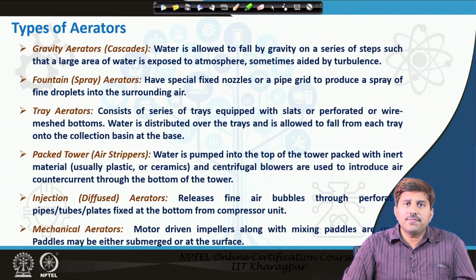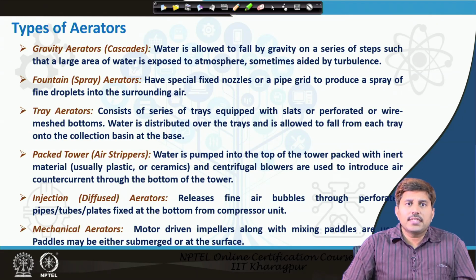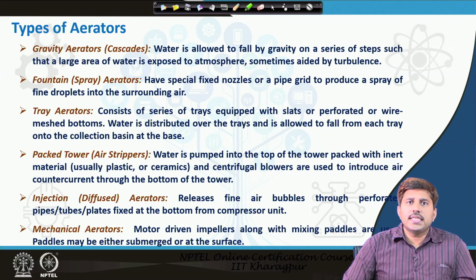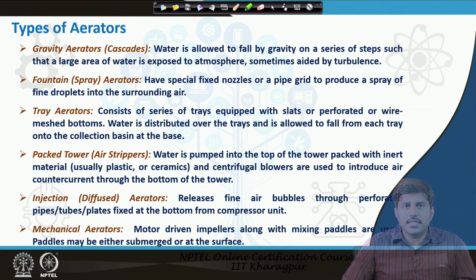Now, there are different types of aerators. There are gravity aerators, fountain aerators, tray aerators, packed aerators, injection aerators, mechanical aerators. So, they vary on different principles. The gravity aerators or cascades are simple aeration devices where water is allowed to fall by gravity on a series of steps. Okay.